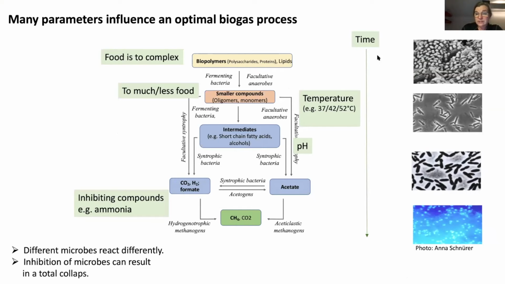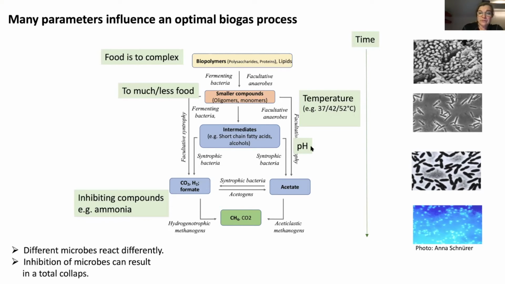You can have a short process or a longer process, depending on what you feed into it. It can happen that the food is too complex, and then you will not get a good process. You can put in too much or too little food. You also have different temperatures to decide on. Will you use mesophilic temperatures around 37 degrees, or higher temperatures? We have processes running above 50 degrees, called thermophilic processes, where you have organisms specialized on this high temperature. Others, for example, cannot perform at these temperatures.